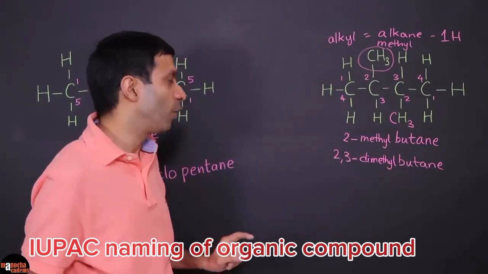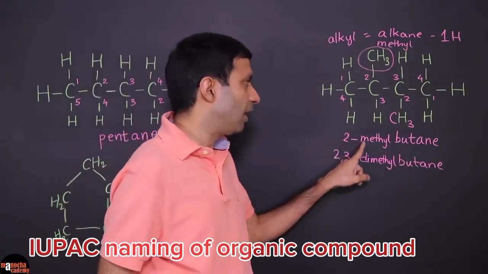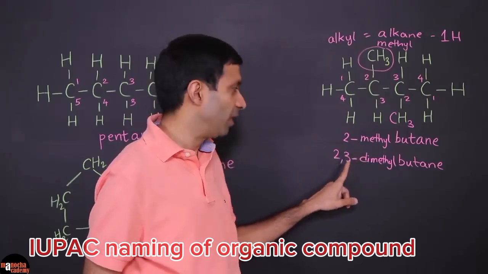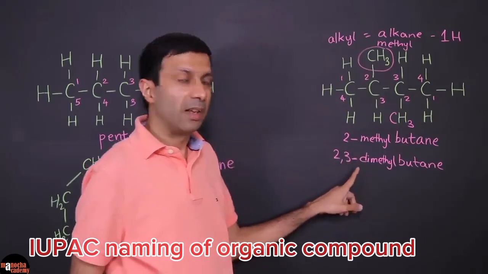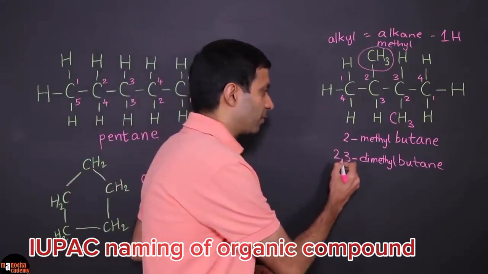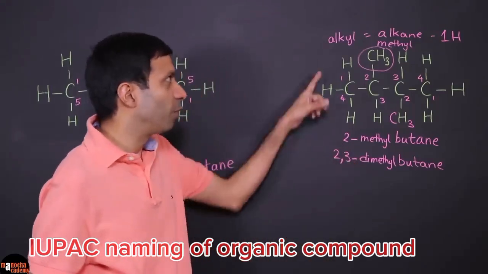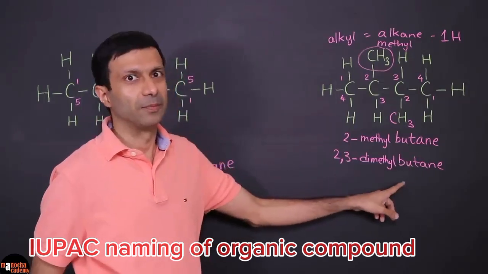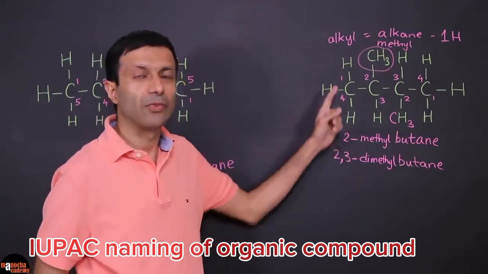Now note some important points here. Between the number and the letter, there's always a dash, as you can see here or here. And if you have 2 numbers like here, there's a comma in there. Can you see the comma? So this one would be 2,3-dimethyl butane. That's the IUPAC name of this compound.